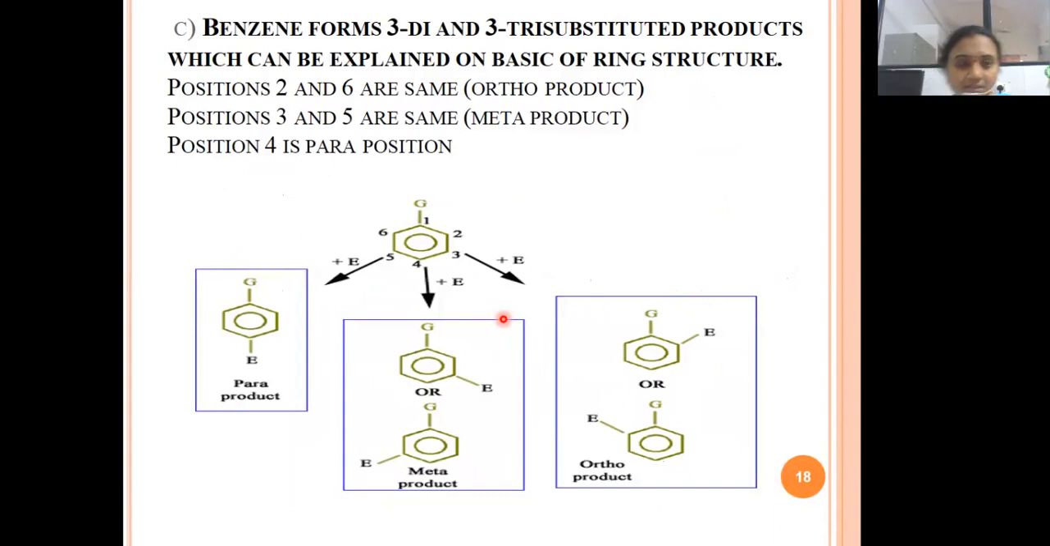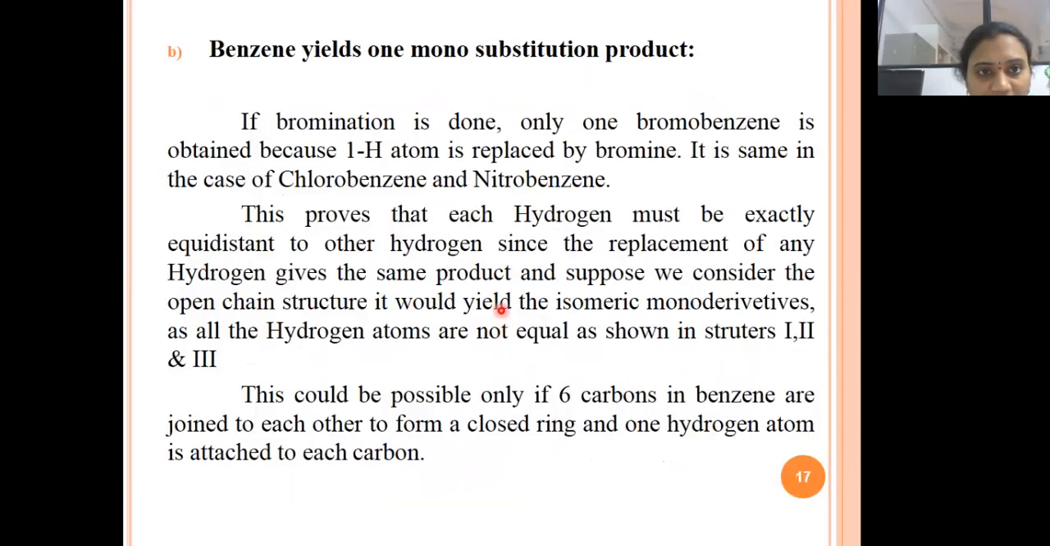Next, benzene forms 3 di- and 3 tri-substituted products. For this one monosubstitution product, I will share one more PPT.